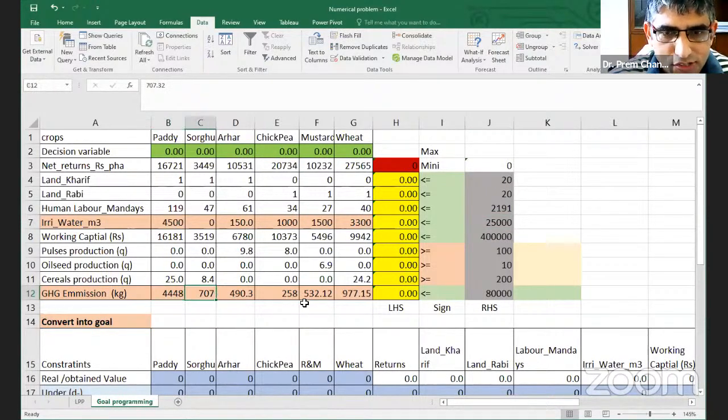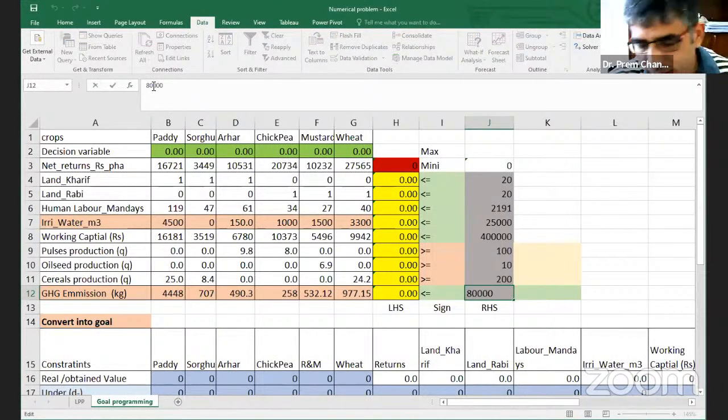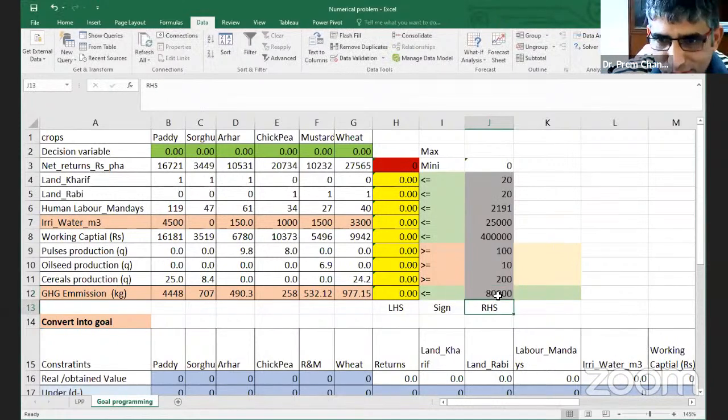Then I have added GHG emission, and I said that he has to limit his GHG production to 4 tons per hectare. That means 80 tons in total for 20 hectares. I have converted it into kgs. So I will solve this problem first using LP, and then using goal programming.